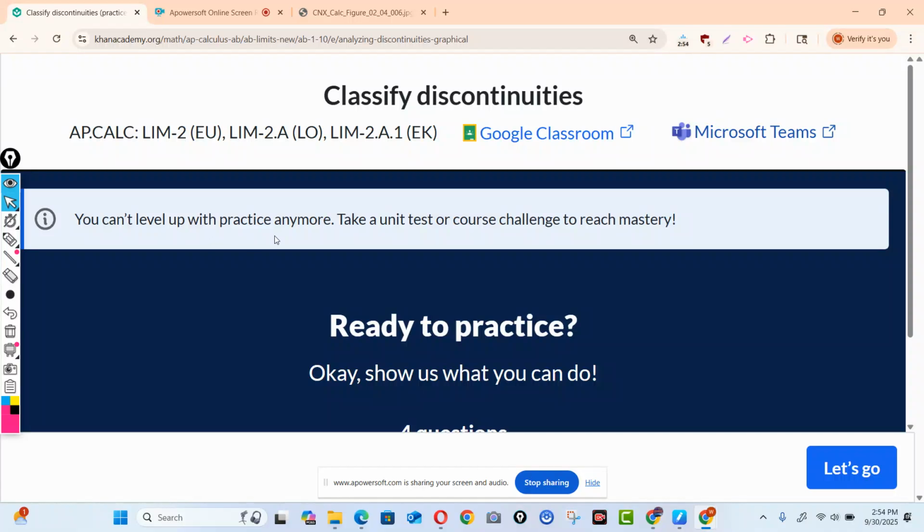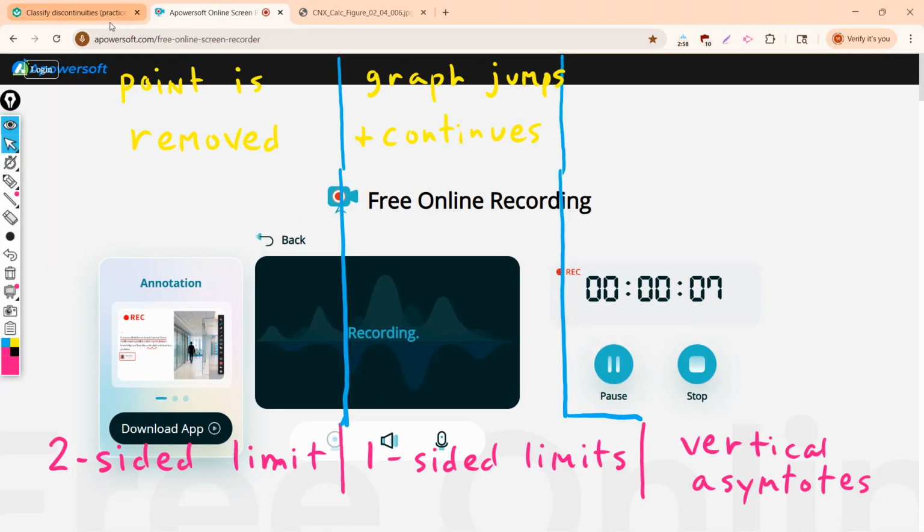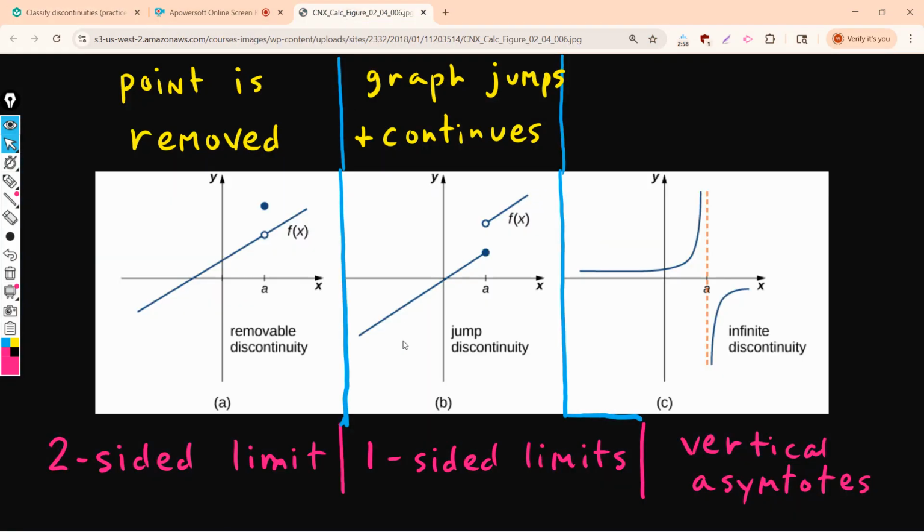This will be for the Khan Academy exercise, classify discontinuities. All right, so there's three main types of discontinuities. In the removable discontinuity, the point is literally removed, okay? You can see right there, there's a hole in the graph. It does not matter if the point is replaced or not. The idea is just that there is a point that is removed, but the two-sided limit still exists.